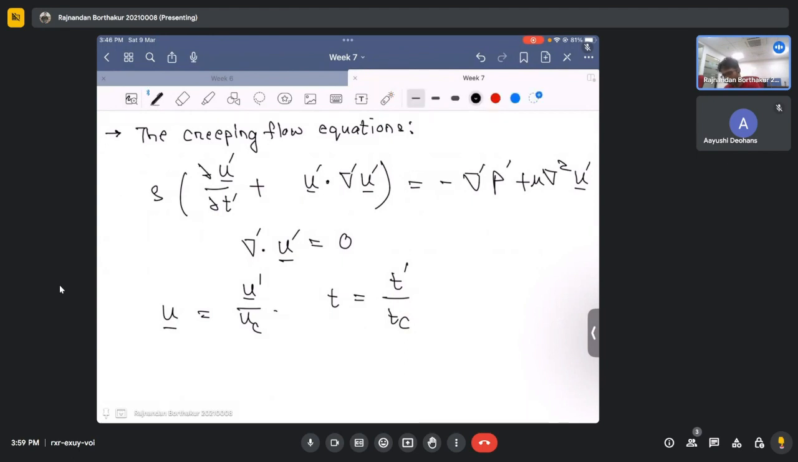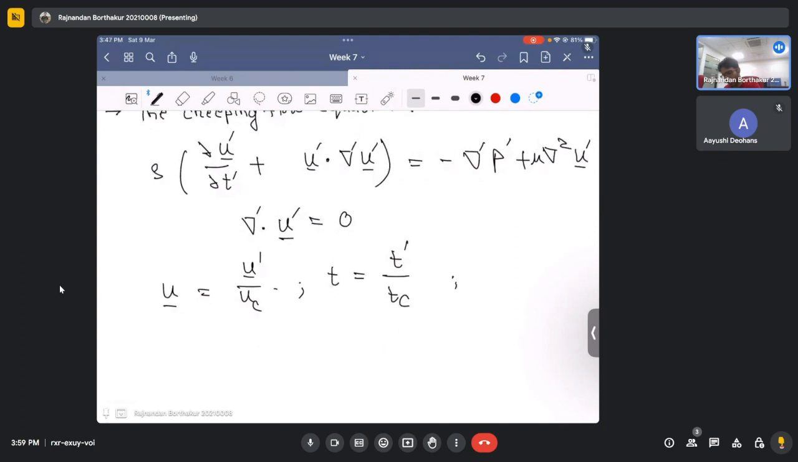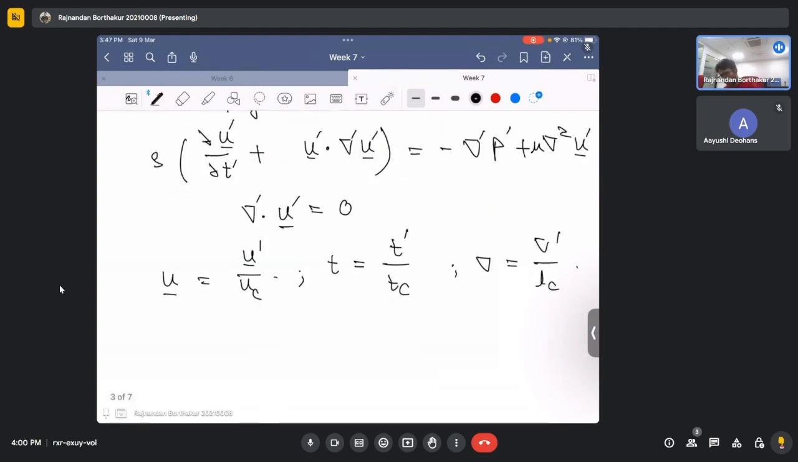So this t is done. Then we have a non-dimensional length scale. The non-dimensional divergence or gradient would be the dimensional one divided by the characteristic length, which is LC. If we invoke these scales, let's not pinpoint what UC, TC, and LC would be. Let us keep it general, because we just want to derive the equations.